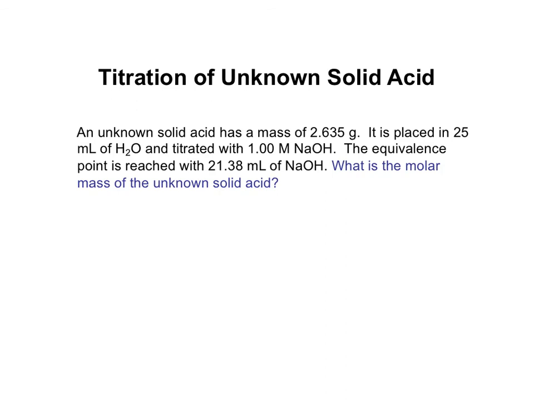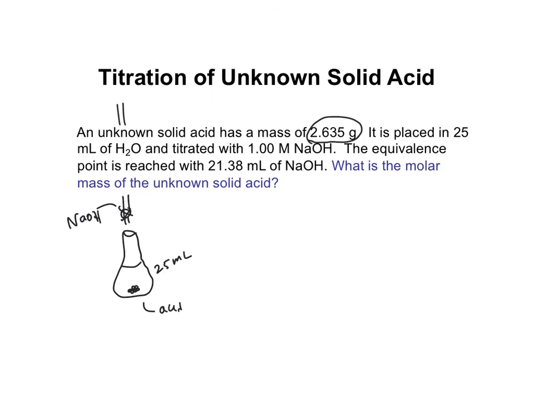Okay, so picture this. You've got a flask and you put some solid in there. You weigh out 2.635 grams of it. It's an unknown. Your TA gives it to you, and you got to figure out its molar mass. So you put it in a container with 25 milliliters of water, and you're going to titrate it with, here's your burette. It's a tall burette. So it takes 21.38 milliliters of sodium hydroxide. This is the acid here.